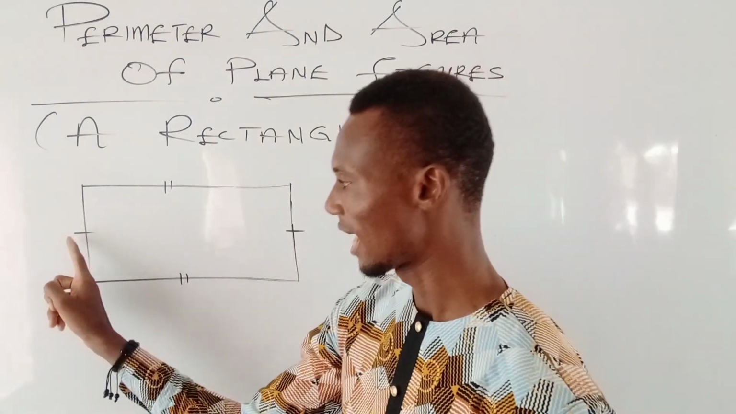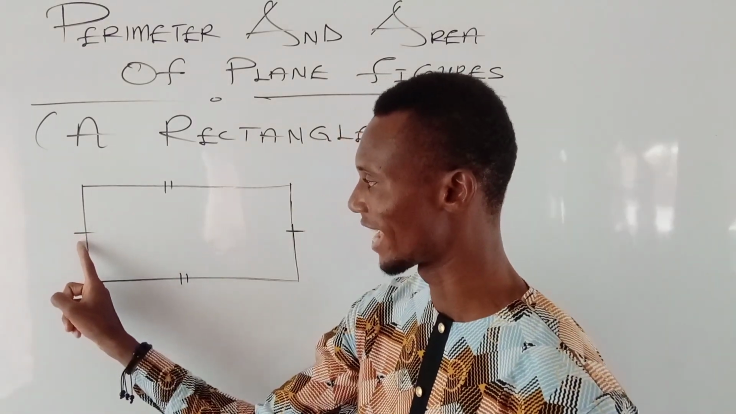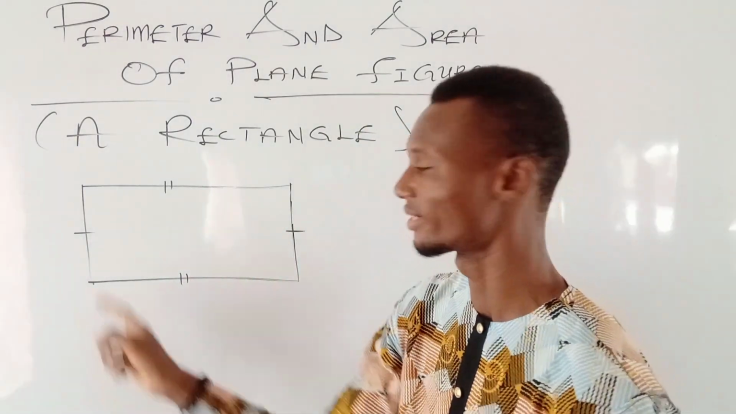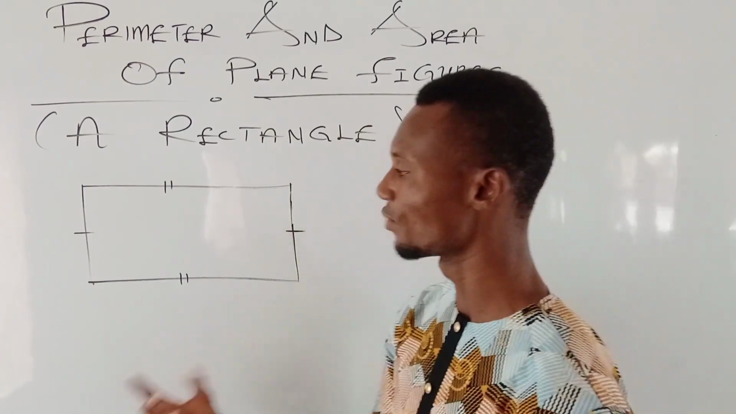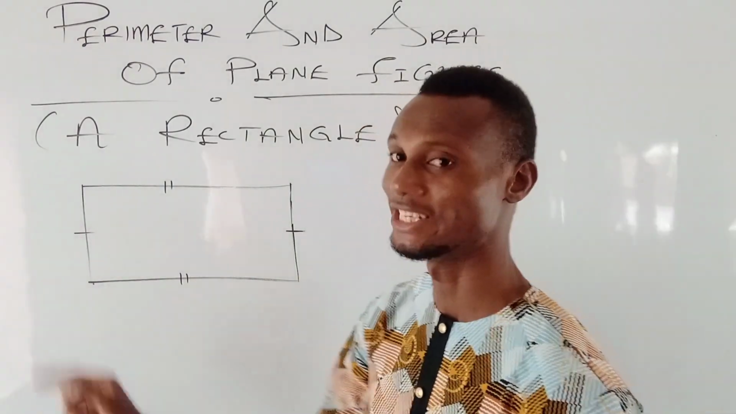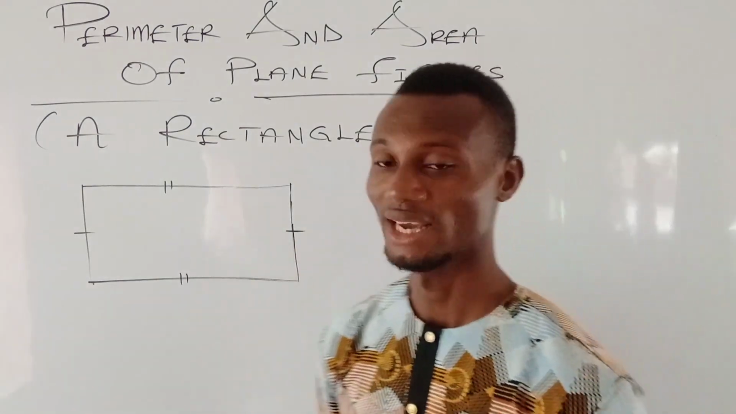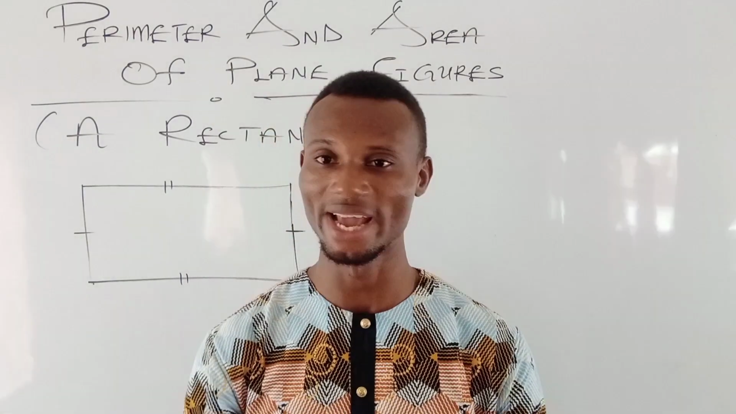Now I said two opposite sides are equal, so having this mark here, you can see the same mark is being repeated here. In other words, the length here is equal to the length here. So assuming here is 2 centimeter, here will also be 2 centimeter. That is the basic property that you need to know about a rectangle.